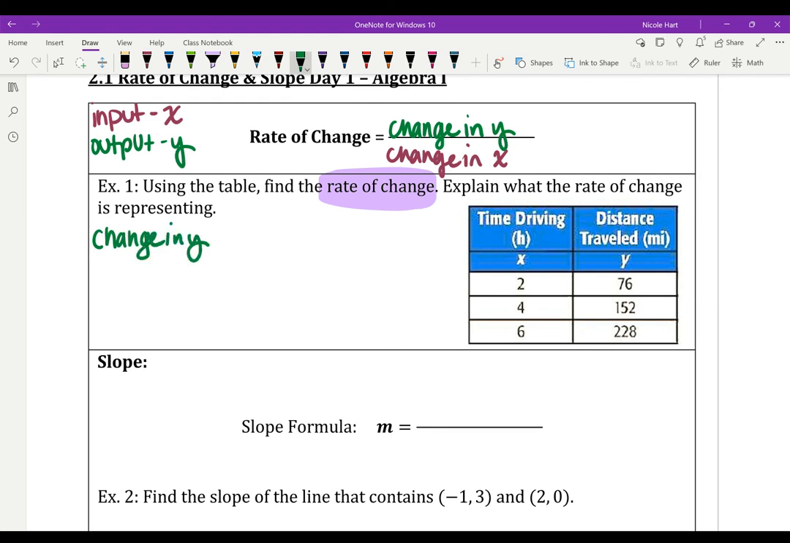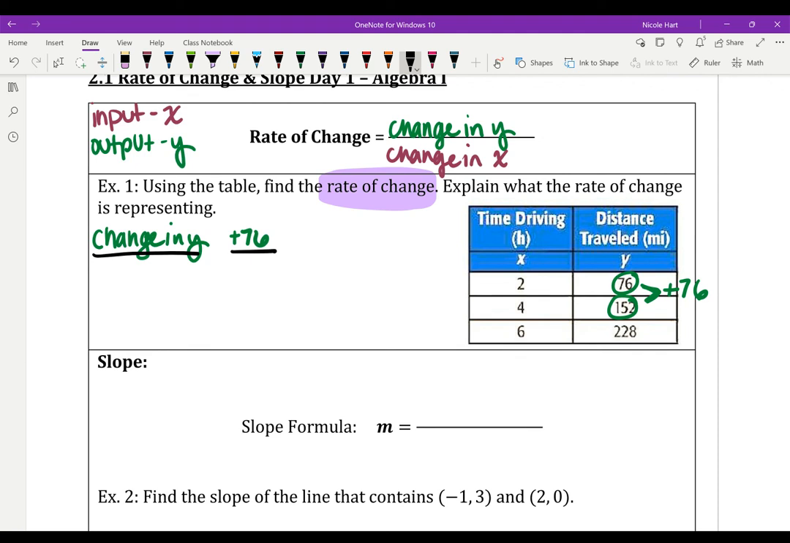And so I'm going to look at the right side of my table. I have all of my Y values here on that right side. And I'm just going to look at two Y values. So I'm going to look at 76 and 152. And I want to determine how much do those two change by. And using my calculator, I can subtract 152 by 76 and determine that going from 76 to 152, I am adding by 76. So my change in Y is a positive 76.